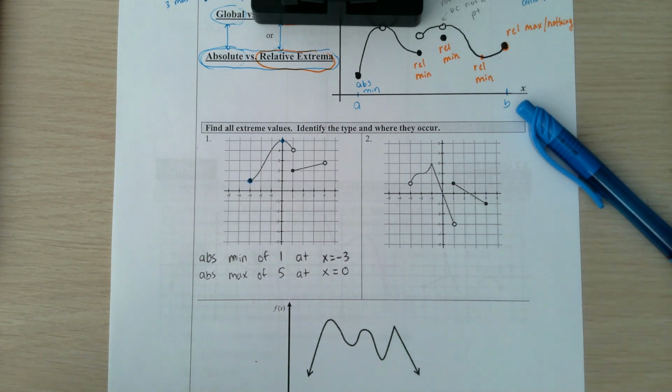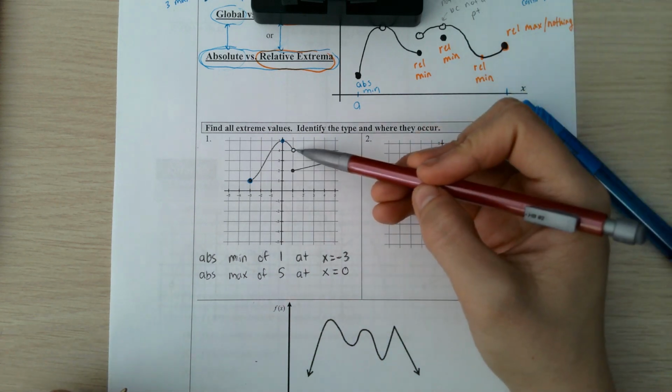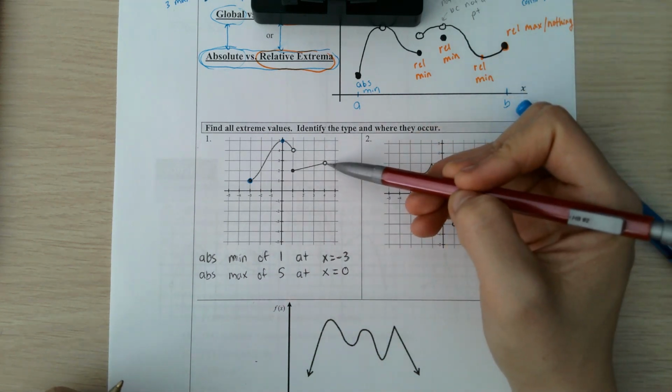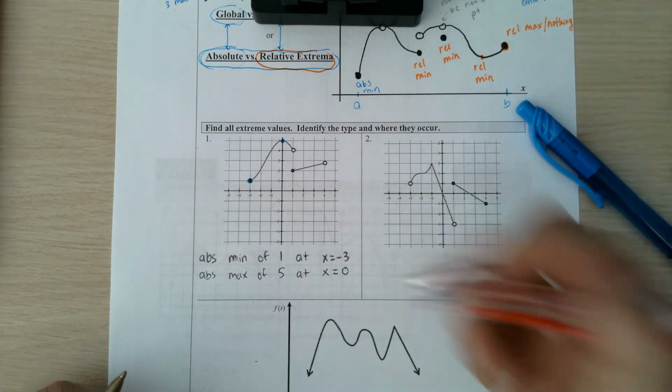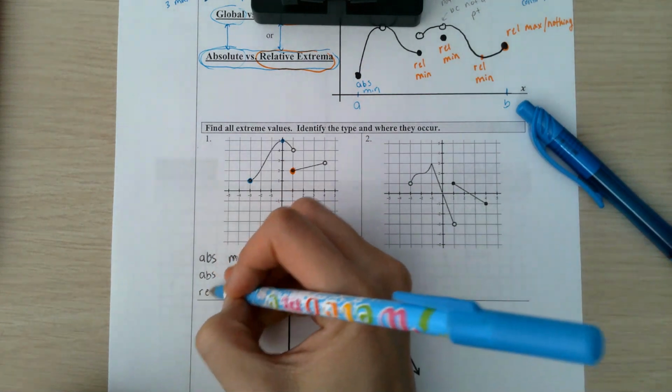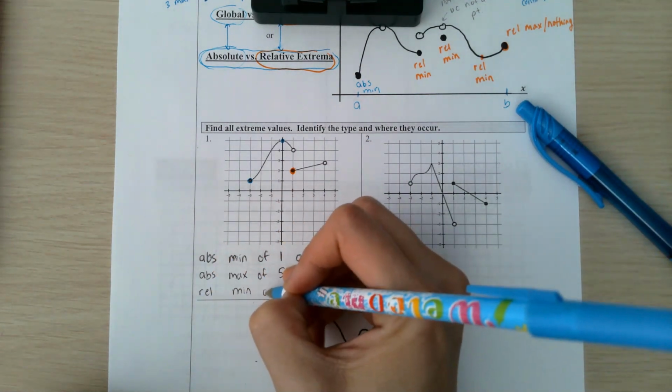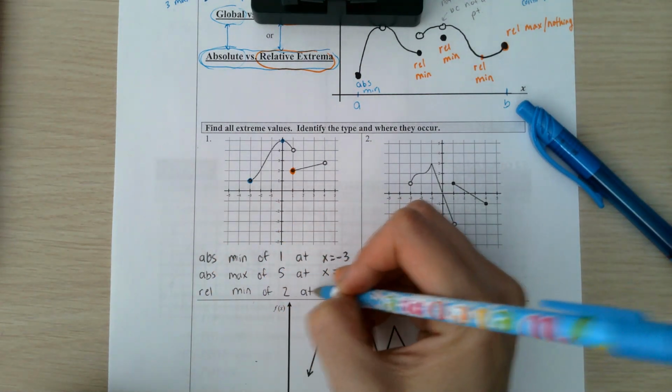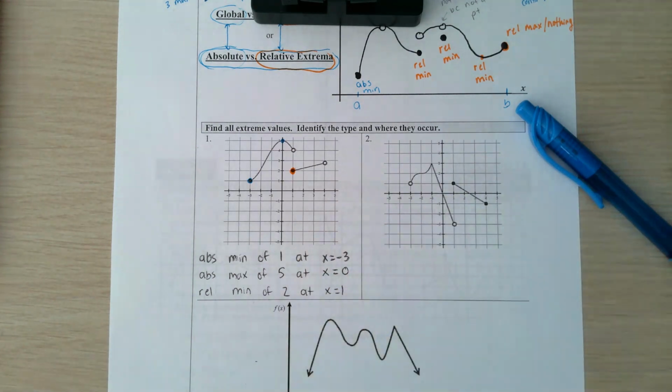And then this one can't be anything because it ends on a hole. Same with this one. So we're going to have one more relative min. So we have rel min of 2 at x equals 1.